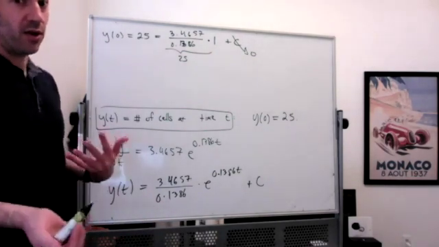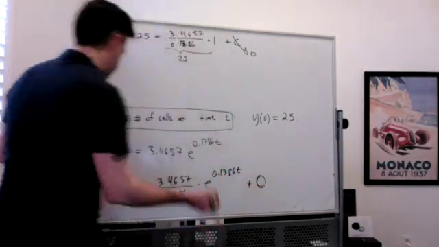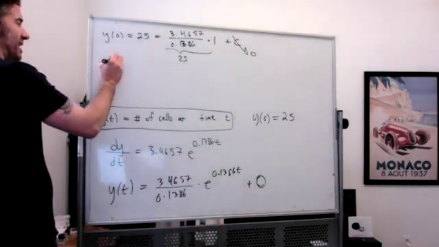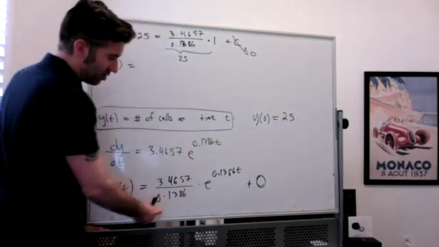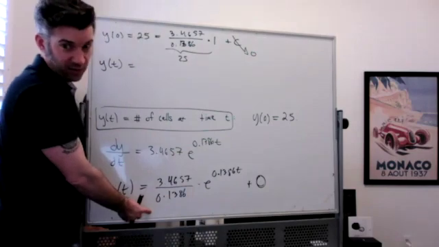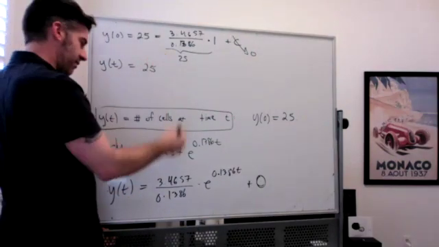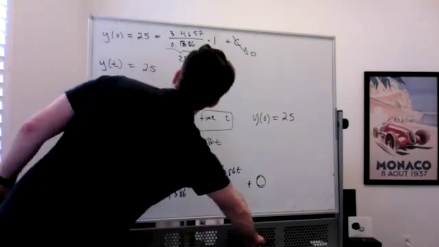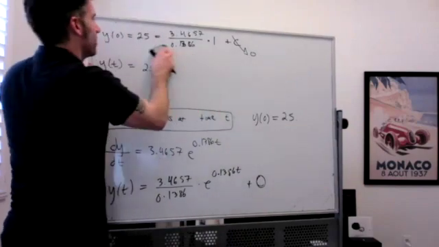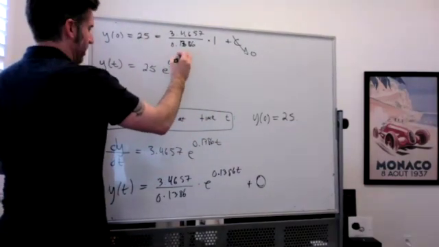So now we know what our equation is, right? We know that c is actually just 0. So our function, our population at time t, is given by this equation. I'm just going to call this 25, so I don't have to write this gross number again. I'm going to say that y of t is 25, even though it's not exactly 25, it's close enough. 25 times e to the 0.1386t.